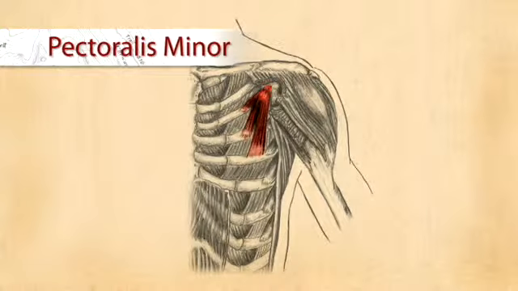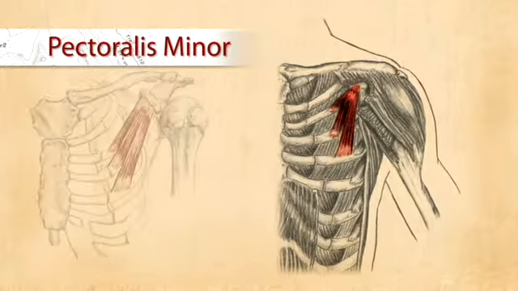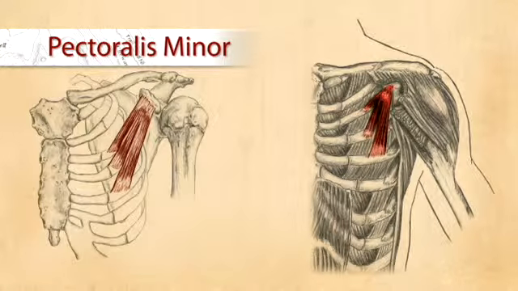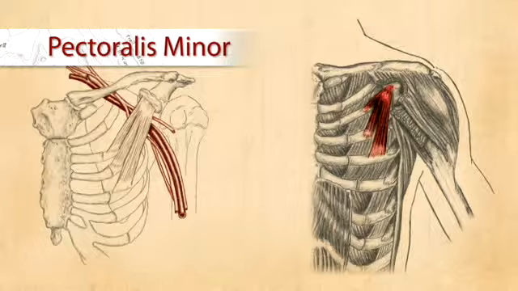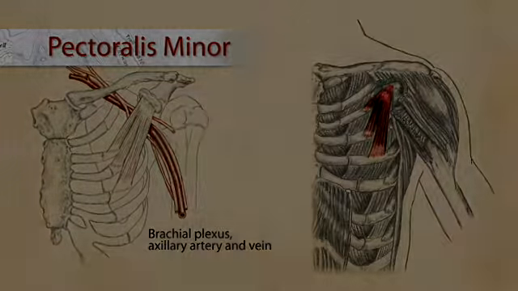The pectoralis minor lies next to the rib cage deep to the pectoralis major. Its fibers run perpendicular to the pectoralis major fibers from the scapula's coracoid process to the upper ribs. The major vessels serving the arm, the brachial plexus, axillary artery, and vein, cross underneath the pectoralis minor, creating the potential for neurovascular compression by this muscle.